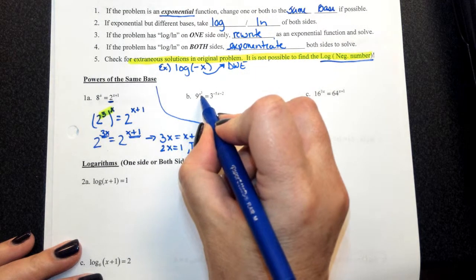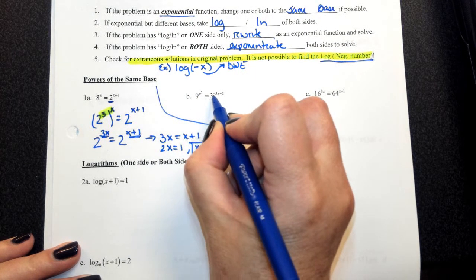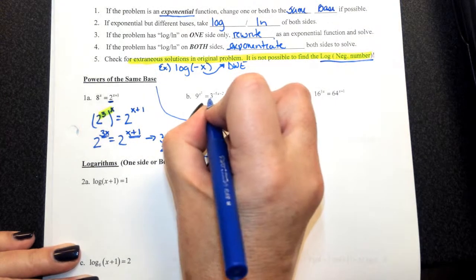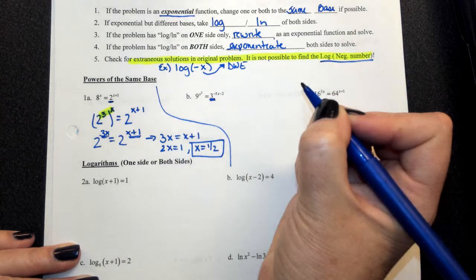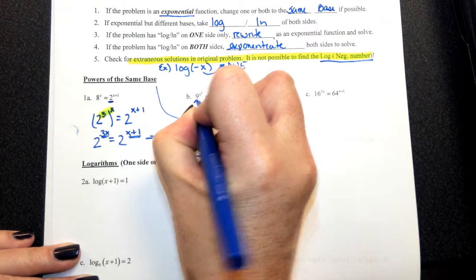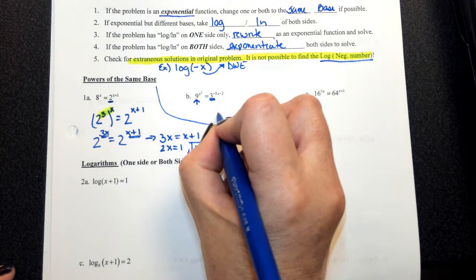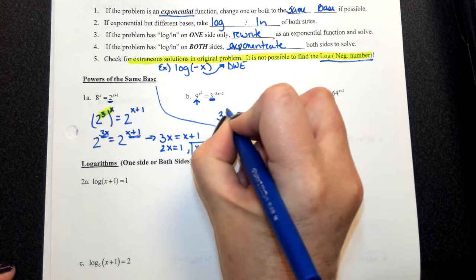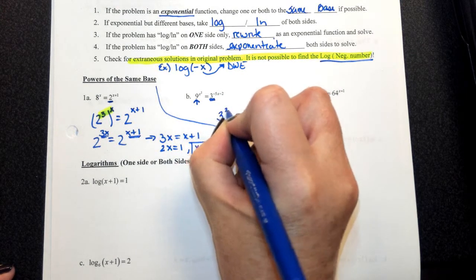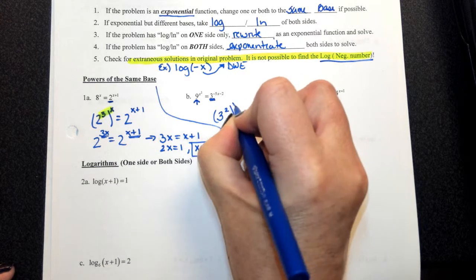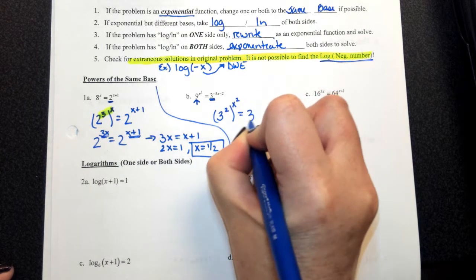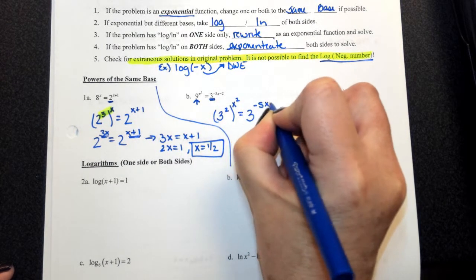I have 9 raised to the x squared equals 3 raised to the negative 5x minus 2. My smaller base is 3. So what I want to do is see if I can change 9 into a base of 3. Can I rewrite 9 with a base of 3? Because 3 to what power is equal to 9? 3 to the what power? 2. So 3 to the second power, all raised to x squared, is equal to 3 to the negative 5x minus 2.